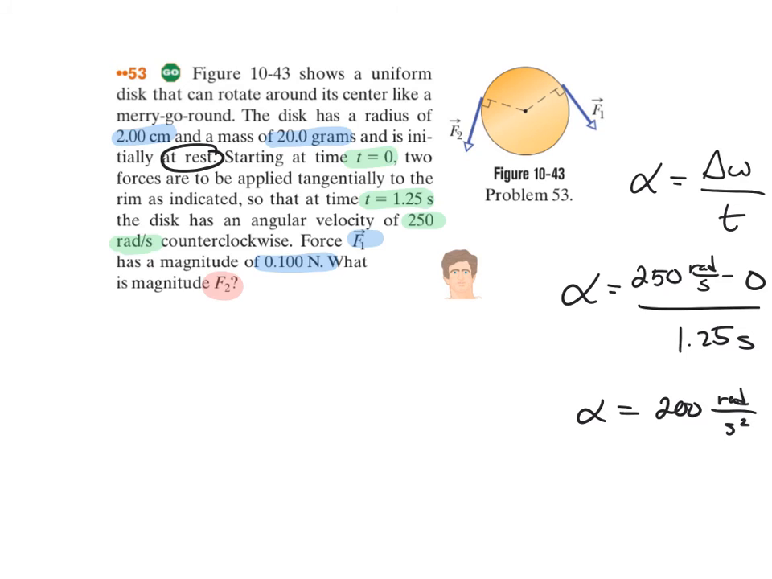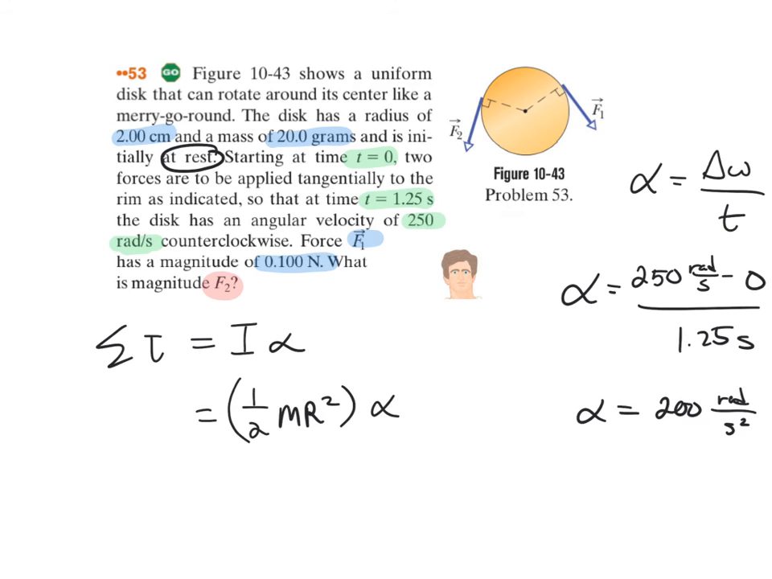Yeah, it should be 200. 250 and 125 is 2, and then 2 zeros over? Yeah, okay. So there's our alpha value in this problem, and now we can do, again, sum of the torques equals I alpha, where I, again, is 1/2 mr squared, and alpha, again, is given in the problem, or solved for on the right over there.